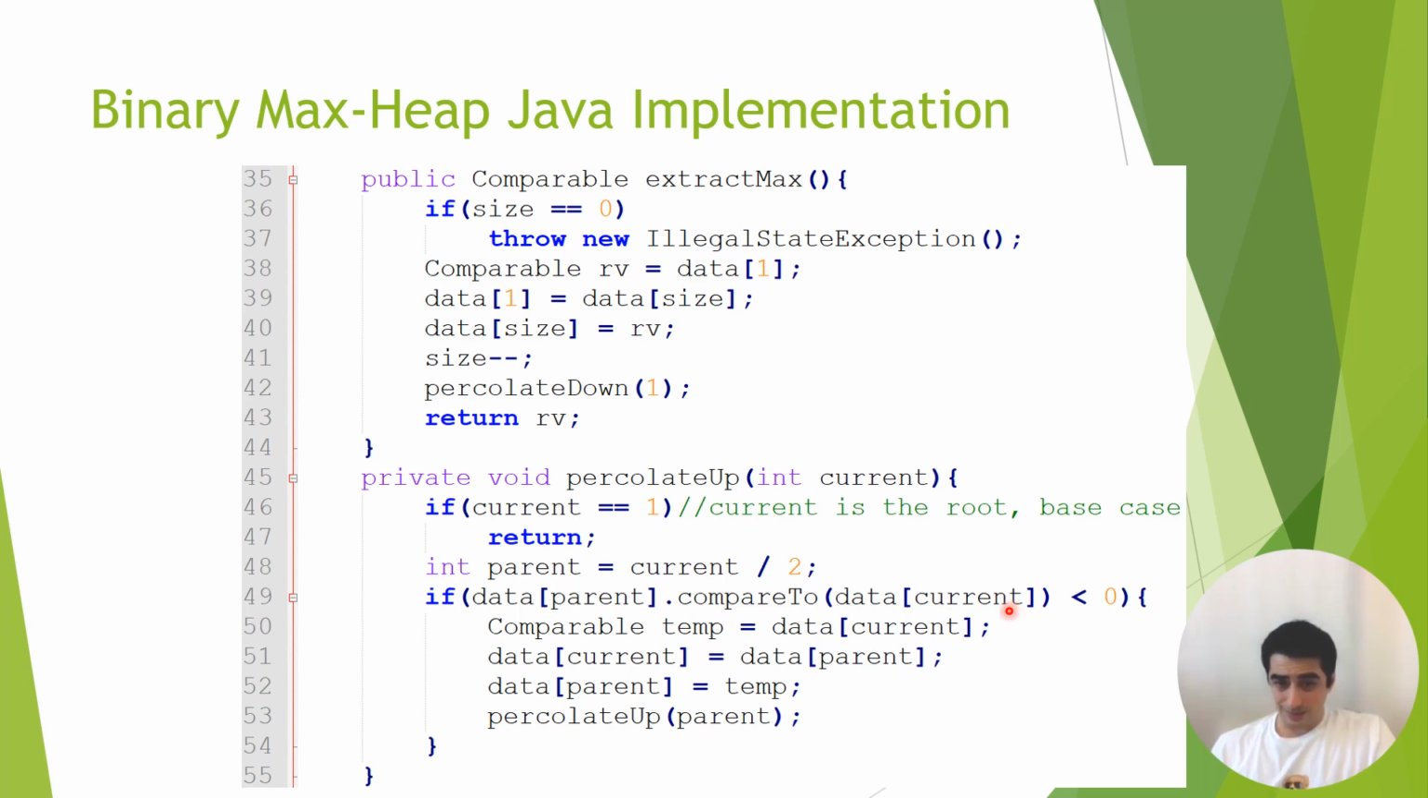It should be greater because it's a max heap, but if it's not, if it's less, then you need to swap the current and the parent using these 3 lines, and then you need to continue the percolate up with the parent, because one swap may not fix the max heap property. You may need to do it multiple times.